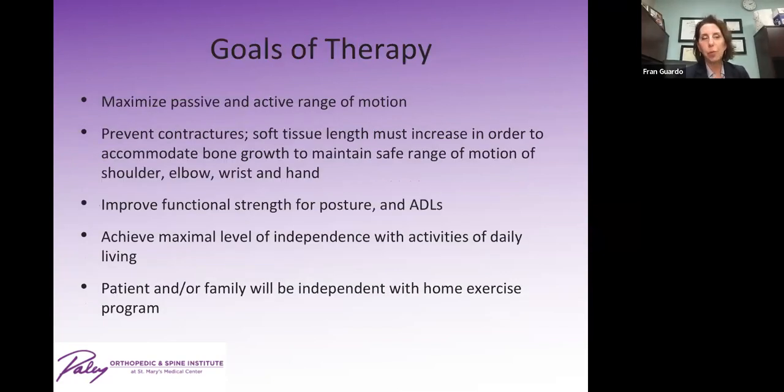Okay, so the goals of therapy are to maximize the passive and active range of motion, to prevent contractures. Soft tissue length must increase as the bone elongates. So essentially, as your bone grows, your soft tissues are functionally shorter. They're not really shorter, but because your bone is longer, the articulations or the joints are what will lose range of motion. So we want to make sure that we're maintaining functional range of motion and as close to normal range of motion as possible of the shoulder, the elbow, the wrist, and the hand.